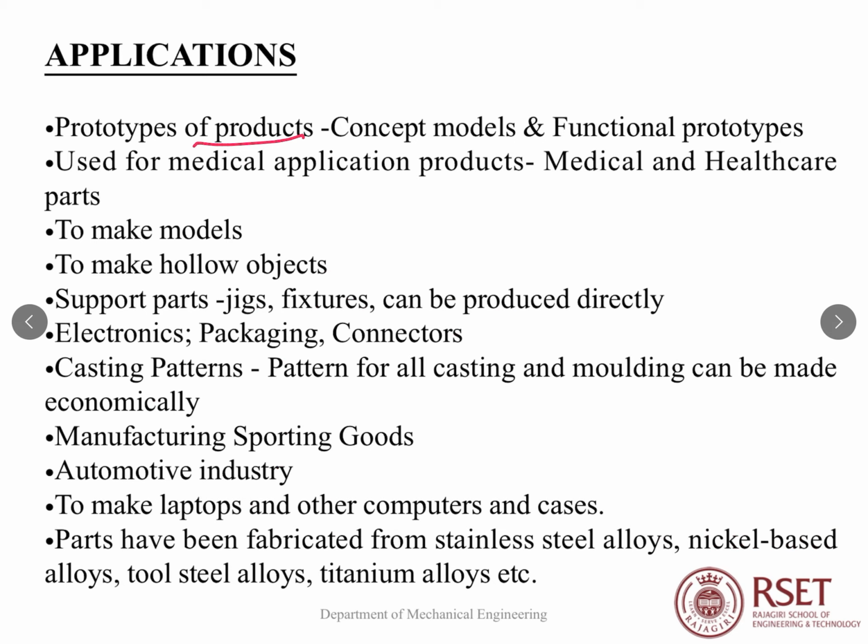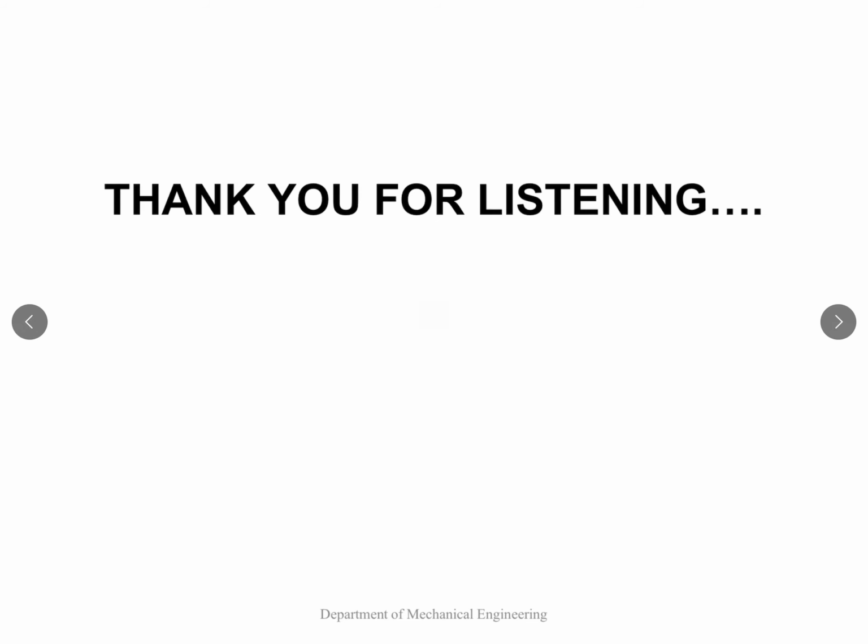Some applications: prototype of product concept model. Functional prototypes can be produced. Used for medical application products. To make models, to make a whole object. Support parts, jigs and fixtures, electronics, packaging and connectors. Casting patterns can be produced. Manufacturing sporting goods, the automotive industry, making laptops and other computer cases. So these are some of the applications of the material addition process. So that is about the material addition process.